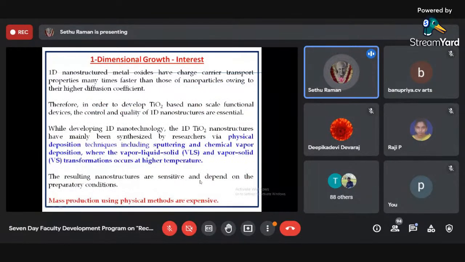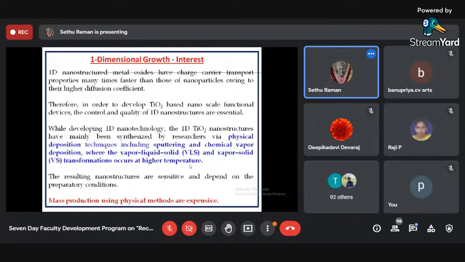So why are we interested in preparing one-dimensional growth by a simple solution technique? One-dimensional nanostructured metal oxides have charge carrier transfer properties I already told you many times are faster than those of nanoparticles, owing to the higher diffusion coefficients. Therefore, in order to develop TiO2-based nanoscale functional devices, the control and quality of one-dimensional nanostructures are very important.